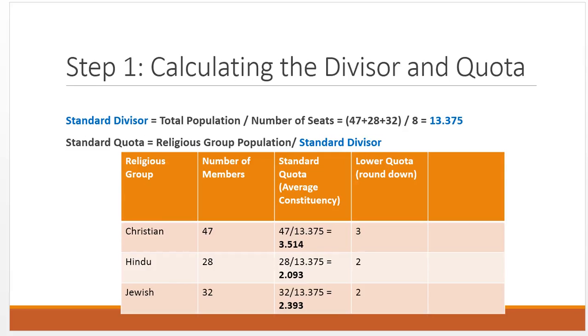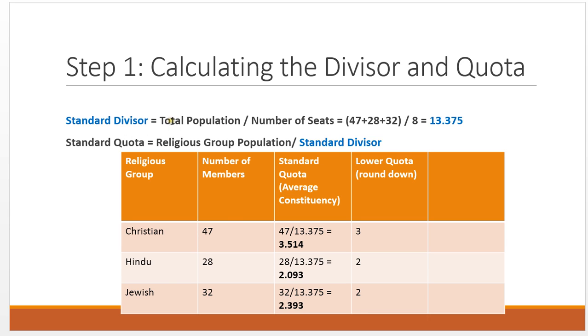There are several steps that we're going to take in order to do this. There are a few things that you're going to want to calculate, and the best and easiest way to do this is to create a little table like I've done here. Again, in this case we have 3 groups, but this can be expanded to 100 groups. It doesn't really matter how many, and we know the number of members in each group. The first step is to calculate something that's often referred to as a standard divisor.